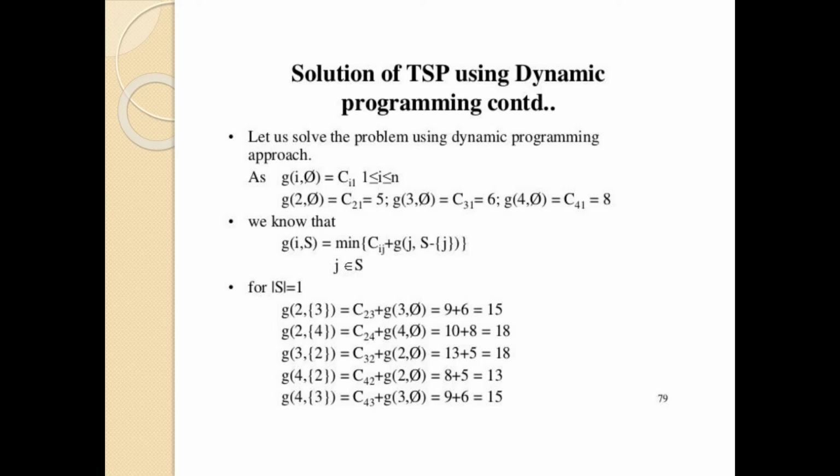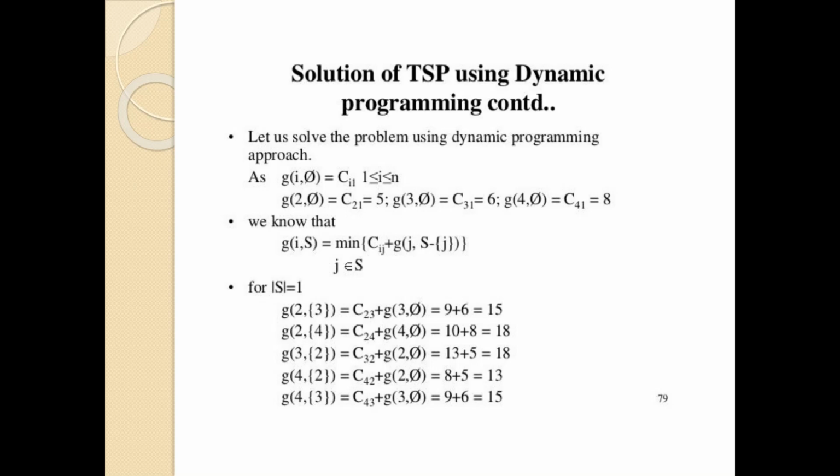So suppose mod S is equal to 1. Cost of 2 comma 3 means he is going to travel 2 to 3. Then what is the formula here? Cost of 2 3 plus g of 3 comma phi. The cost of 2 3 is 9. Then g of 3 comma phi is 6. So 9 plus 6 is 15. Like that we are going to calculate all of these: 2 to 3, 2 to 4, 3 to 2, 3 to 4, 4 to 2, 4 to 3.